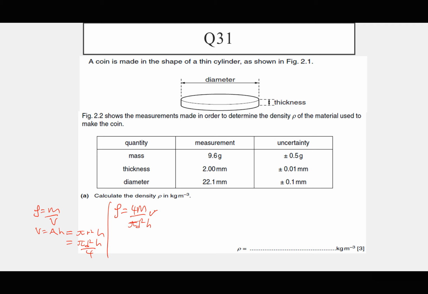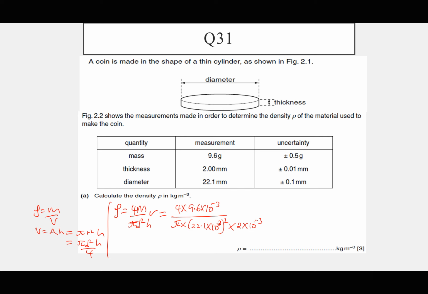So if the next question tells me to calculate the uncertainty, I will not find any challenge if I've written such a formula. So substitution: this will be 4 times the mass, 9.6 times 10 power negative 3 to change it to kilograms. Divide by pi times d. D will be 22.1 times 10 power negative 3 to change it to meters, but is squared. The thickness is 2 times 10 power negative 3.